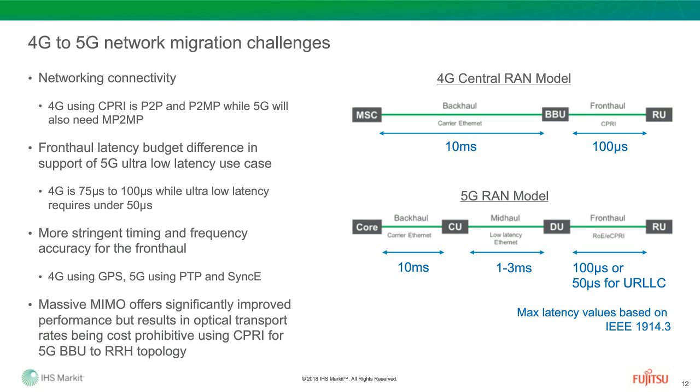The midhaul latency budget is 1 millisecond, and using functional splits 2 and 3 yields up to a 3 millisecond latency budget. Massive MIMO technology used with 5G radios will drive the network to even higher capacities. Backhaul latency maximums are unchanged from 4G to 5G, but backhaul transport capacities will grow from 10 gigabit rates to 100 gigabit rates. So let me hand off to Dan.